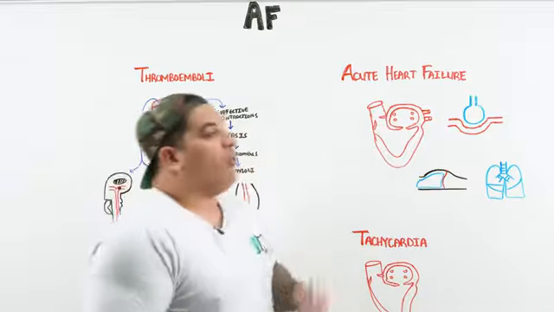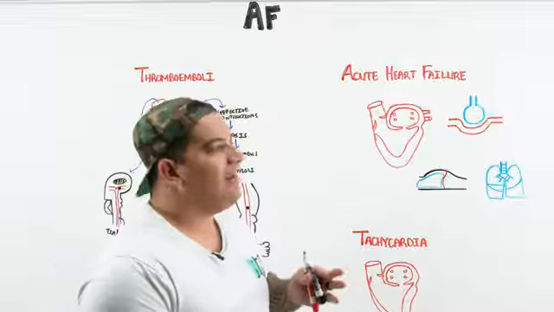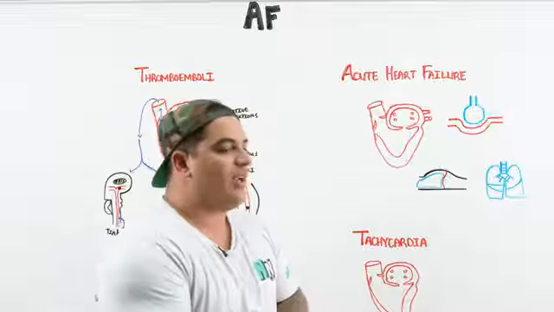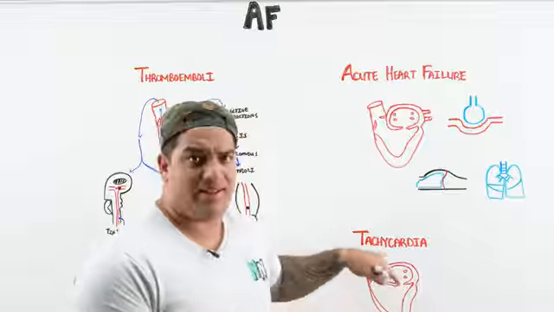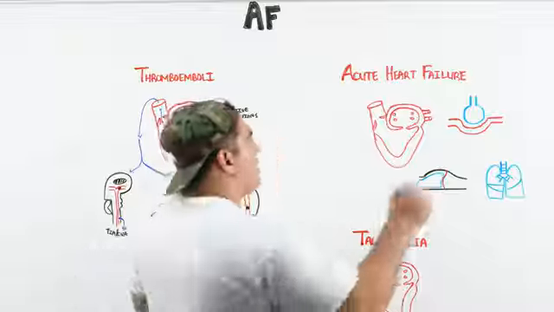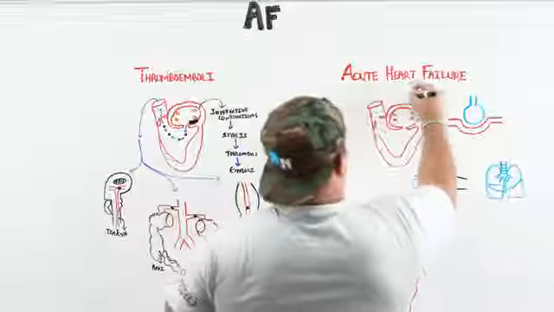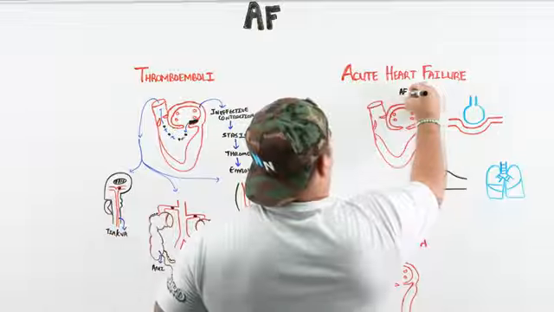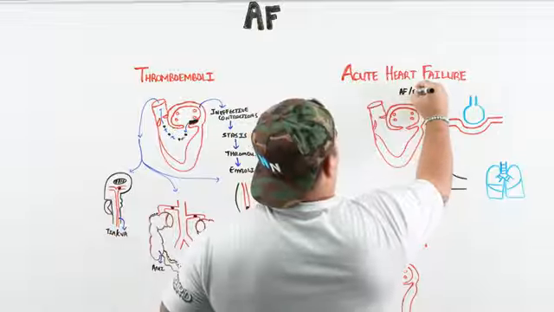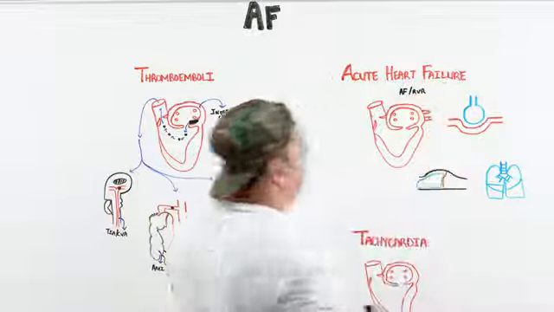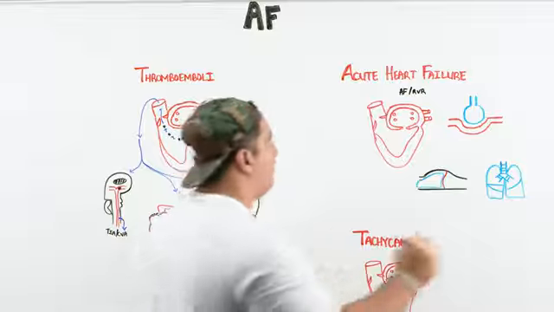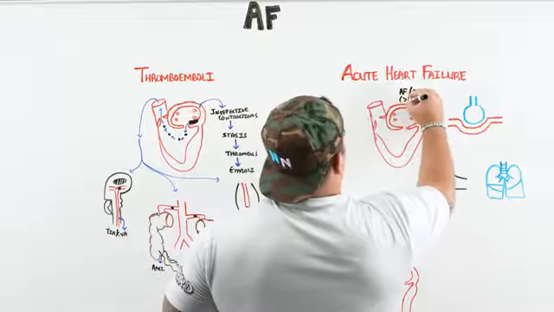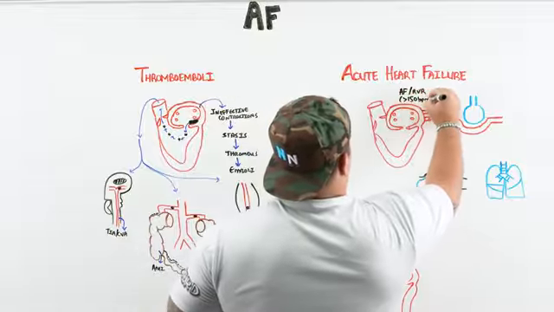The next one here is acute heart failure. So this one's kind of interesting. I wouldn't say it's crazy common unless the patient is in what's called AFib with RVR, which we'll talk about a little bit when we get into this tachycardia component. But let's say that a patient has AFib. We're going to use this term, AFib with rapid ventricular rate. That usually has to be at least greater than 150 beats per minute.